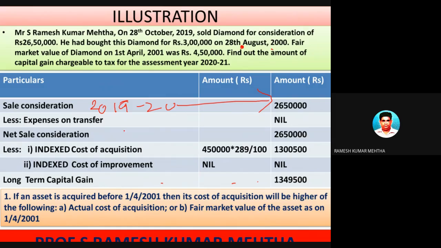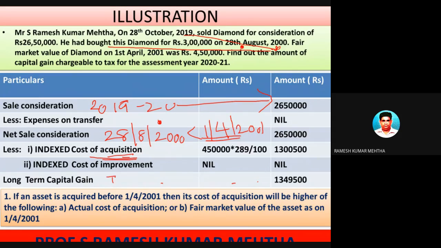Next one. When did he purchase? This diamond was purchased on 28th August 2000. This is before 1/4/2001. Whenever you purchase any asset before 1/4/2001, in such a case the index cost of acquisition is needed. This is a long-term capital asset because it was purchased in 2000 and sold after 19 years, so we have to do index cost of acquisition.